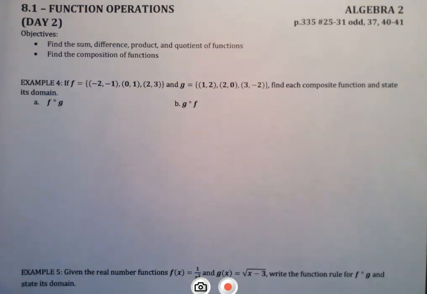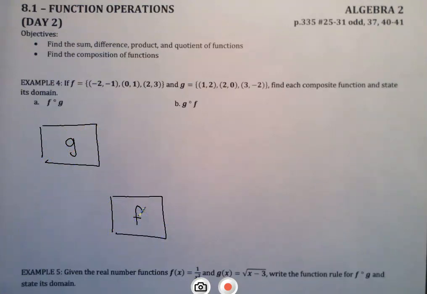So this time it's g of f. And I need a pen. We're going to have our g machine, and then we'll have our f machine. Wait, did I do that backwards? Because we got to put it in the f machine first. Duh. Because this is g of f of x, we have to put it in the f machine before we can put it in the g machine.